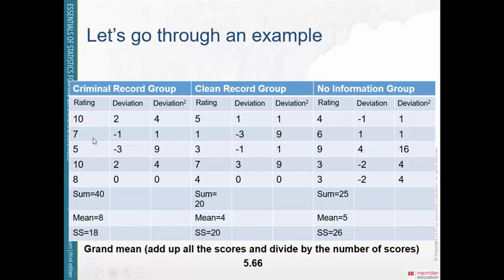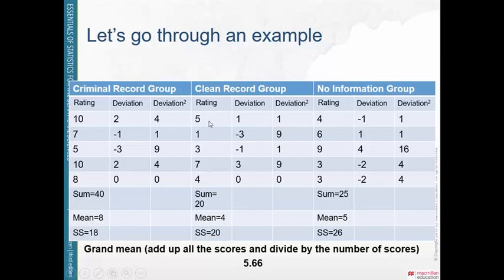So we have the mean guilt rating for the criminal record group is 8, for the clean record group is 4, for the no information group is 5, and then we did our deviations, right, which is 10 in this case minus the mean of 8, which is 2. Then you square it. In this case 7 minus the mean of 8 is negative 1, and then you square it. Then you add up all the squared deviations, gives you 18. And then you do the same for each one.